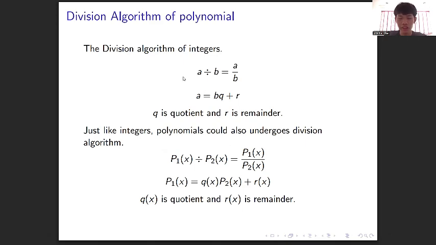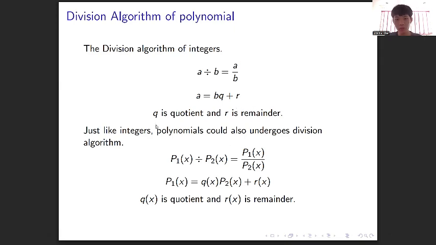First, let's see the division algorithm of integers. When integer a is divided by integer b, we get a quotient q and a remainder r. And we can write it as integer a equals integer b times the quotient q plus the remainder r.